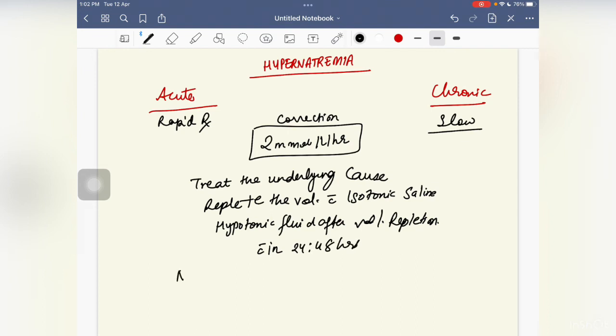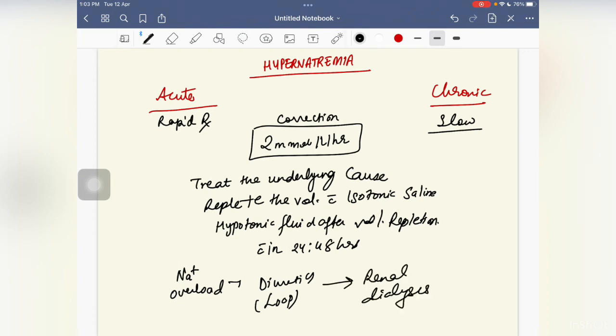And if there is sometimes sodium overload in the body, you use diuretics, preferably loop ones, right? And if that doesn't help, you have to go for renal dialysis if somebody is having severe scenarios.